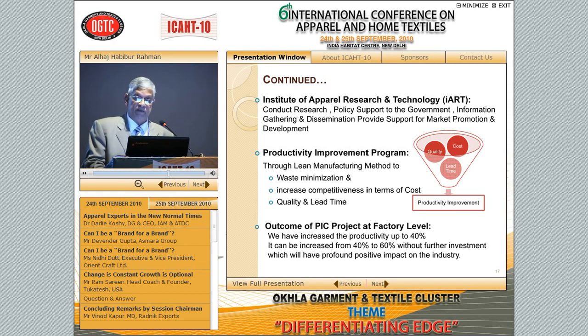Outcome of PIC project at factory level. We have increased the productivity up to 40%. It can be increased up to 40 to 60 without further investment, which will have a profound positive impact on the industry.